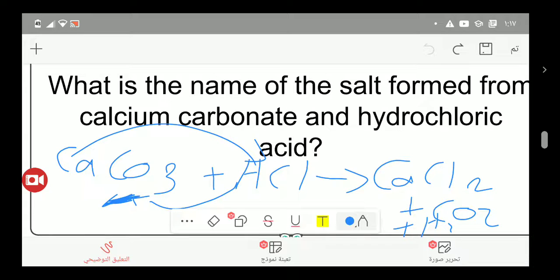Why did we write CaCl2? We write CaCl2 because Ca, a group 2 element, carries a positive 2 charge and Cl carries negative 1. So the 2 will go to chlorine and the 1 will go to calcium, and it becomes CaCl2, by cross multiplication.